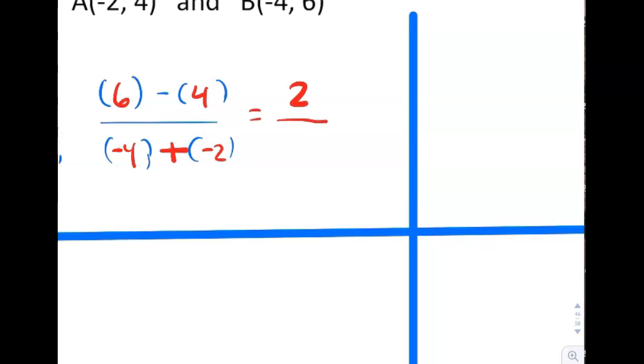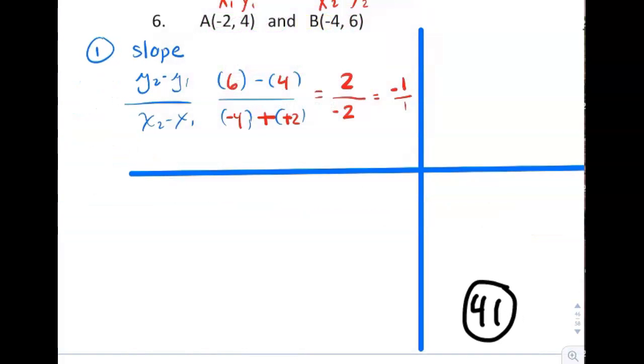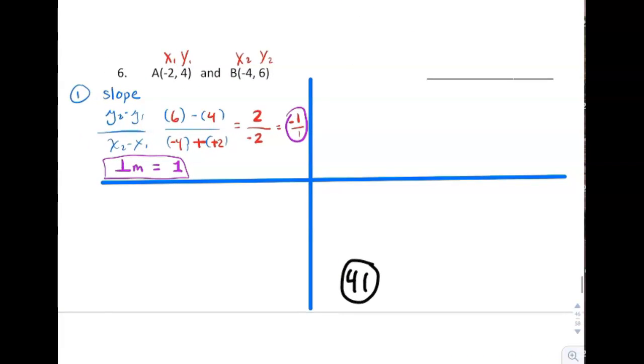Here I have leave, add, opposite. -4, go up 2 more. 2 divided by -2 is -1. But I don't want that slope. I want the slope perpendicular to that, the perpendicular slope. If I take 1 over 1 and turn it upside down, guess what? I have 1 over 1. That doesn't look a whole lot different, but you do have to also change the sign, so now it's positive. So we could just say the slope is 1.